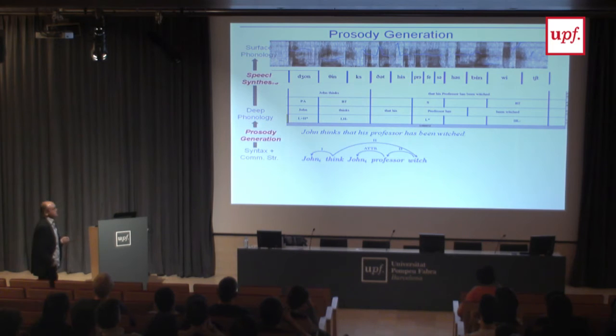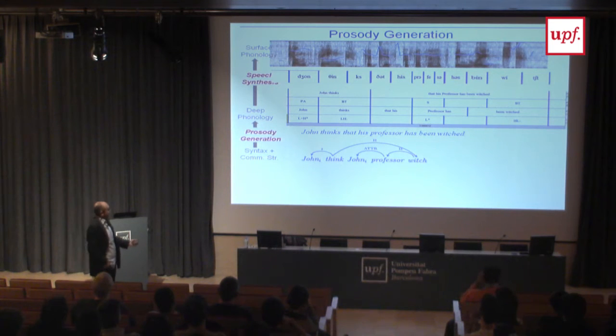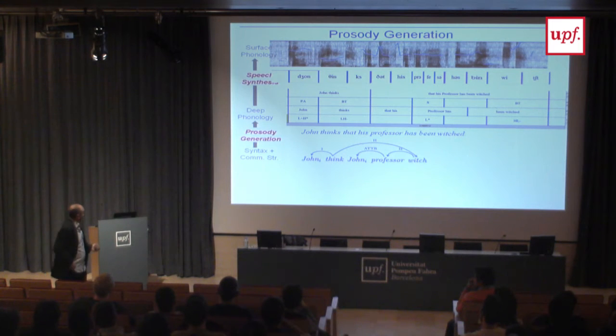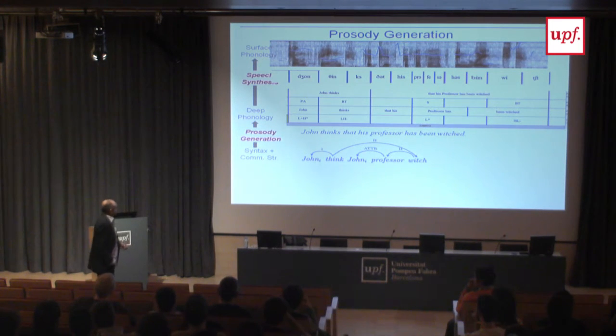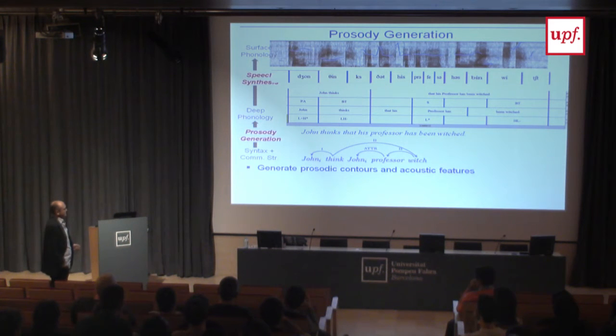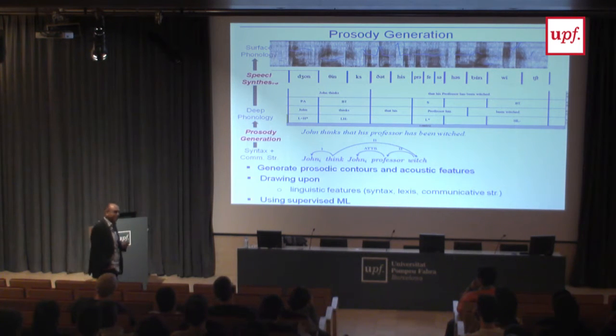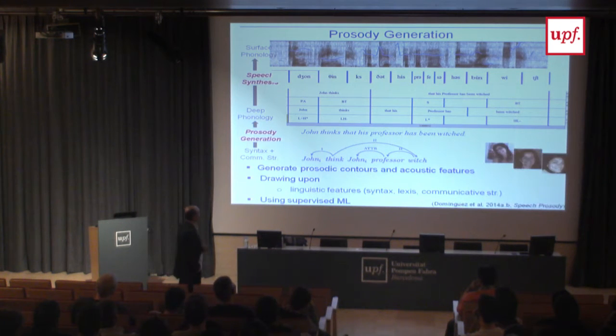Okay, and prosody generation is just the other way around. We start from a syntactic structure. We add what we call communicative structure, that is information structure, theme and rheme: what we are talking about, what we are saying, what we want to emphasize, et cetera. This comes from deeper levels, and we then map this onto prosodic contours and acoustic features. And as I said, at this layer we have only linguistic features available. Again, the same story: we use classification for this.